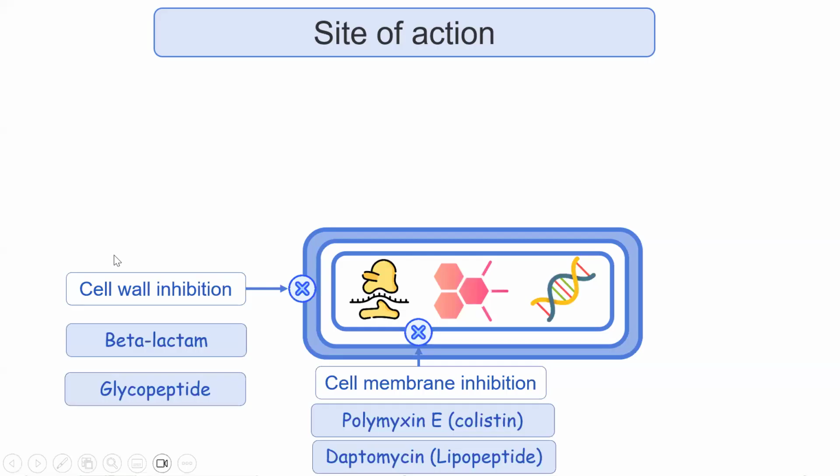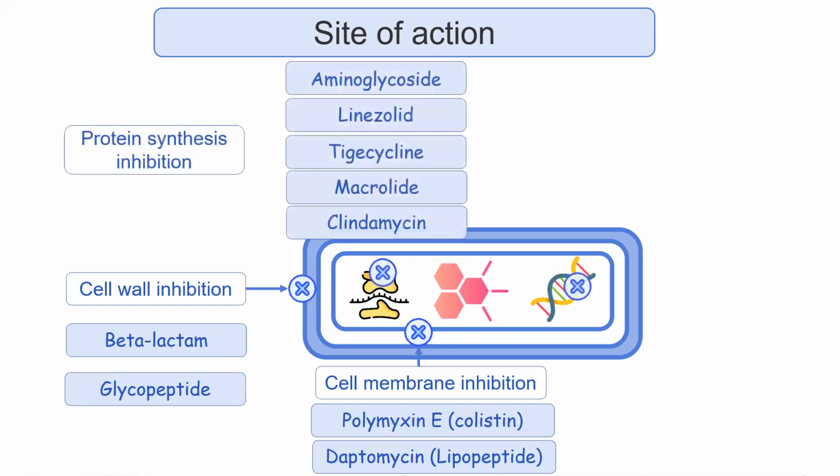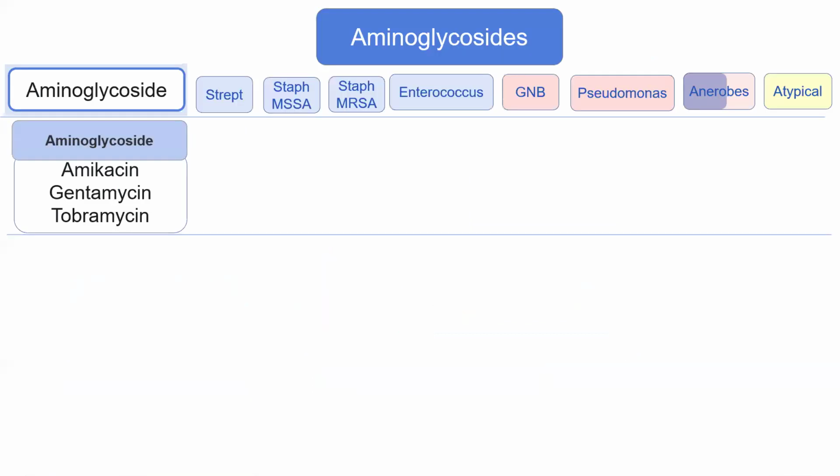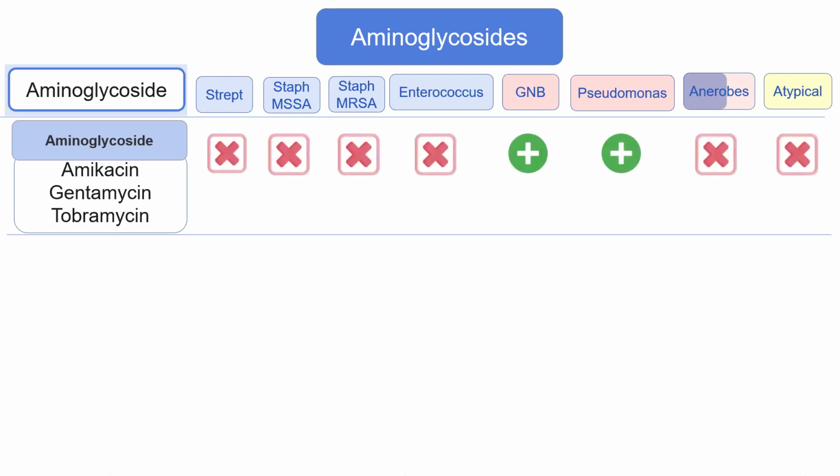In general, we will focus on five antibiotics: the aminoglycoside, linezolid, tigecycline, macrolide, and the clindamycin. All these antibiotics act by inhibition of the protein synthesis. Starting with aminoglycosides like amikacin, gentamicin, and tobramycin, they are mainly used for covering gram-negative bacteria and Pseudomonas, with no coverage of the anaerobes and atypicals. Gentamicin may cover some of the MRSA, but not all.